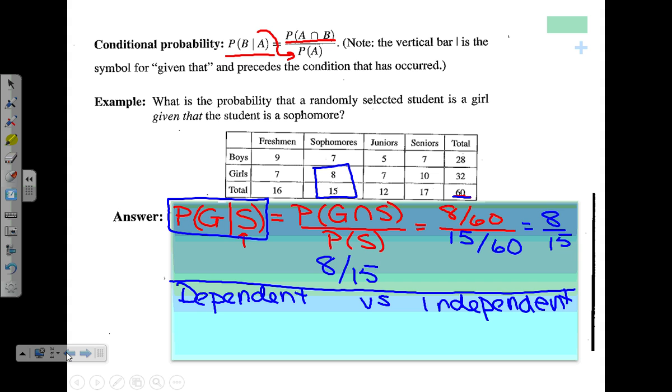Okay, so for independent events, the check for independence will be if the probability of A is going to just equal the probability of A given that B has already happened. It doesn't matter that B has already happened. Probability A is the same as it would have been before. So we're going to find those two probabilities. If they're equal, then the events are independent. If they're not equal, they're dependent.